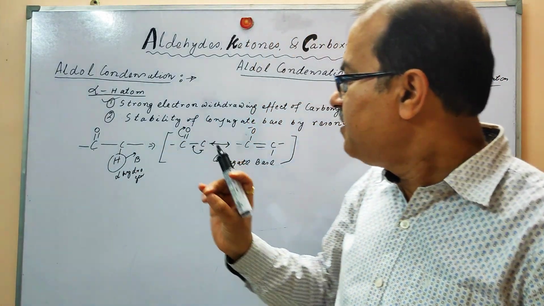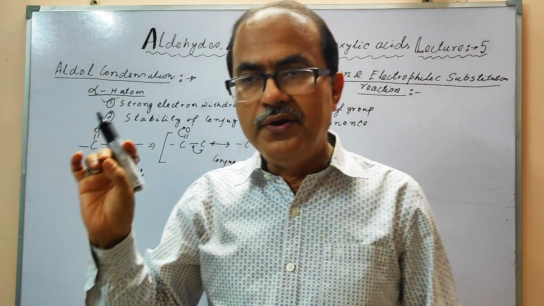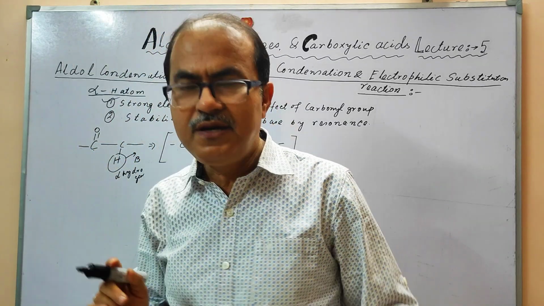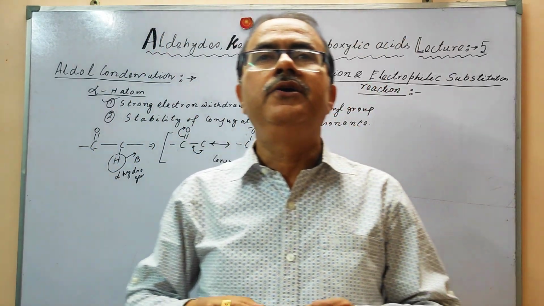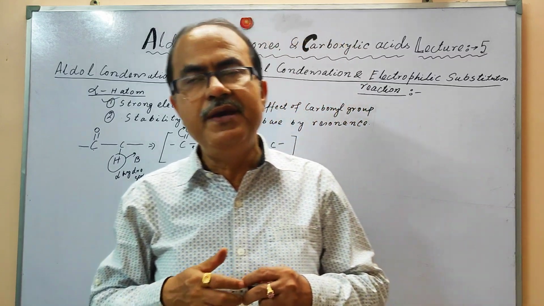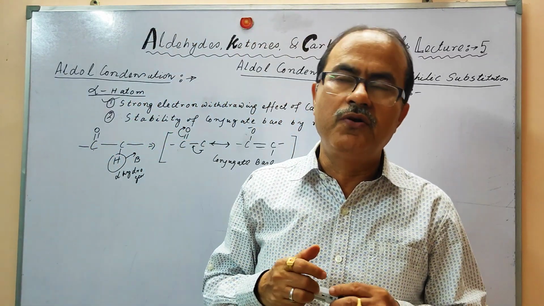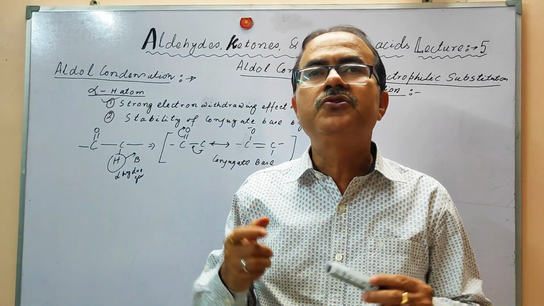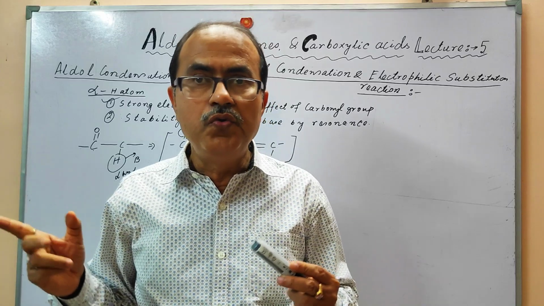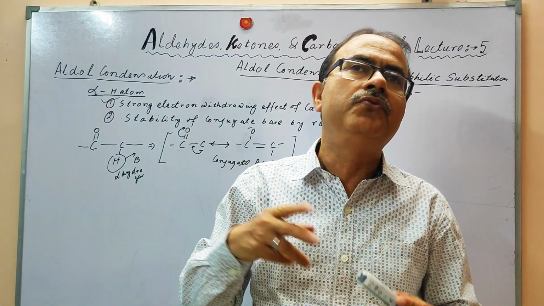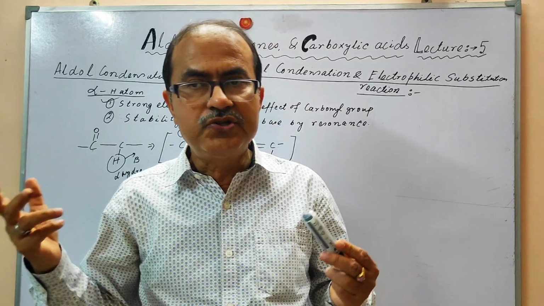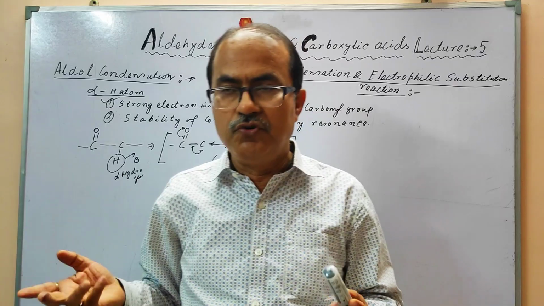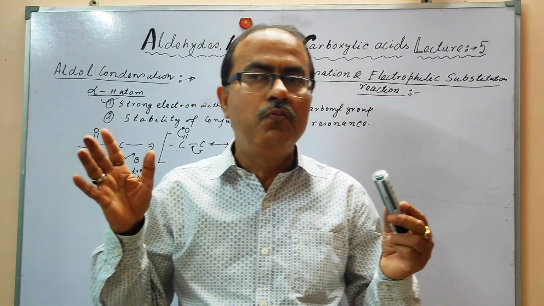Now we will discuss the reactions of the aldol condensation. So what is aldol condensation? When a ketone or aldehyde having at least one alpha hydrogen atom is treated with dilute NaOH, dilute alkali, one molecule will combine with another molecule and form a hydroxy compound, hydroxy aldehyde or hydroxy ketone, and this is called the aldol product.